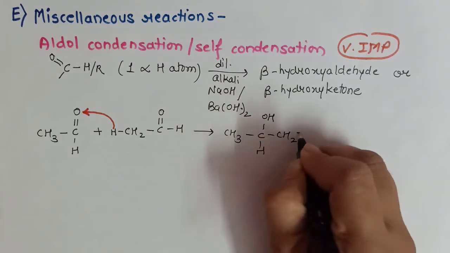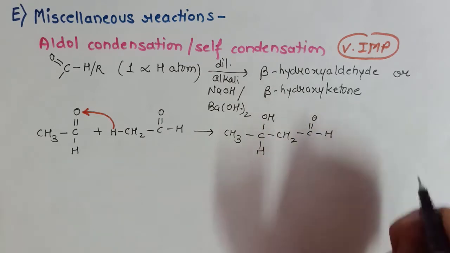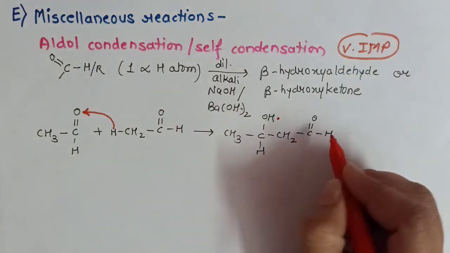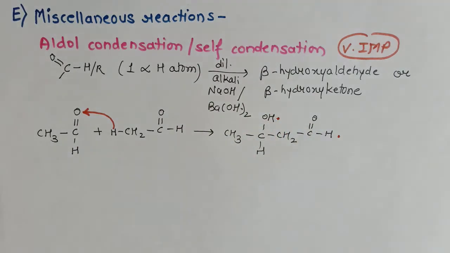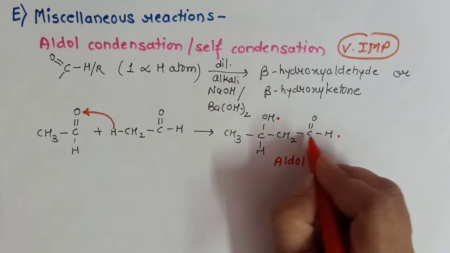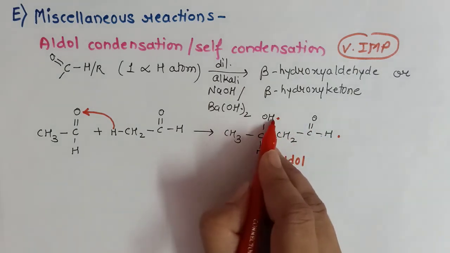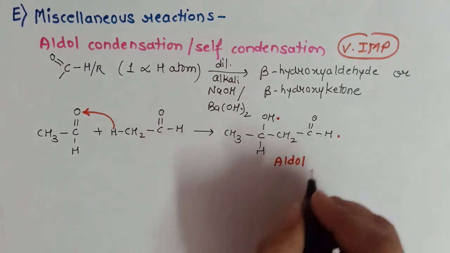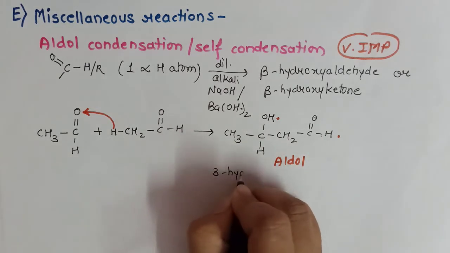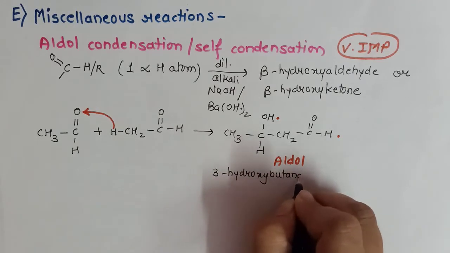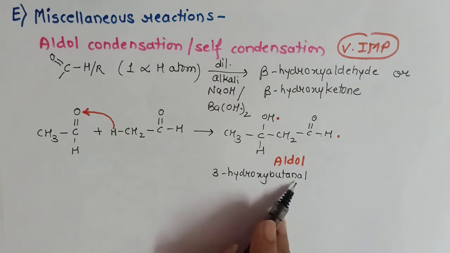Now this forms a compound which contains two functional groups. One is aldehyde, another is alcohol, and therefore the name is given aldol. ALD comes from this aldehydic group and OL comes because of this alcoholic group, and that's why the name is given aldol condensation. The name of this product is 3-hydroxybutanal. So it is a beta hydroxyaldehyde.